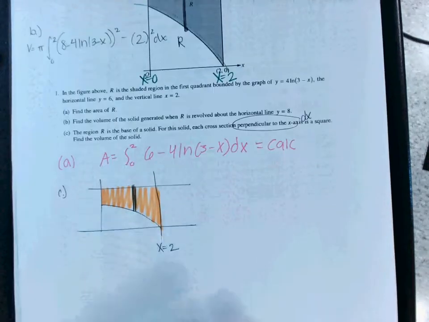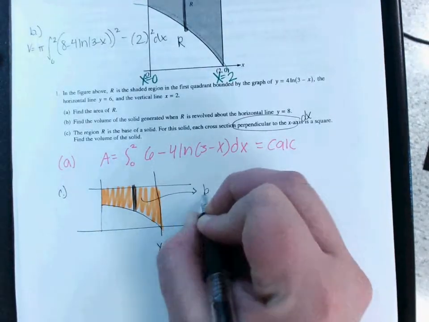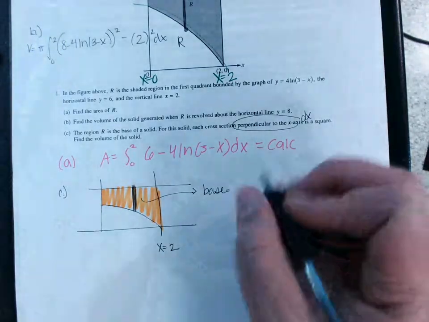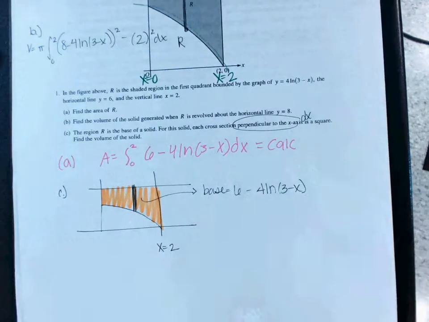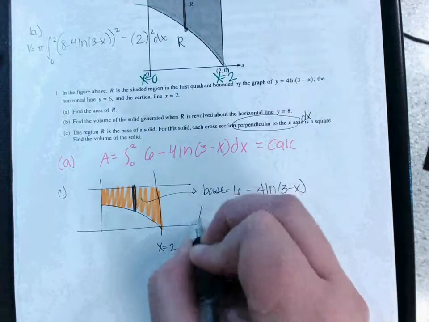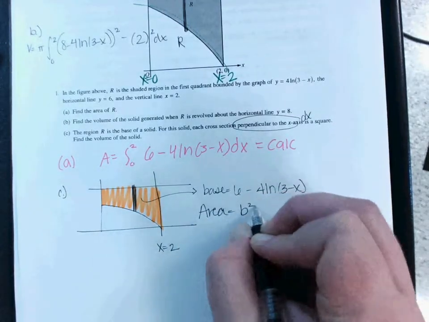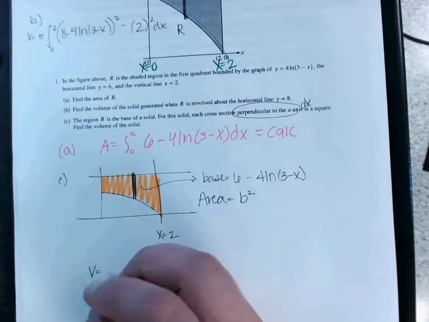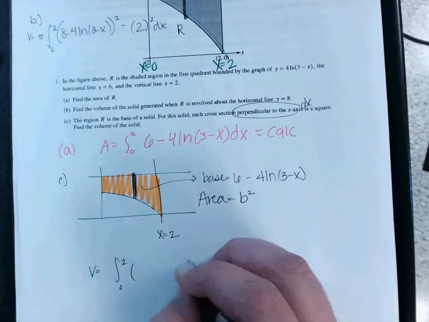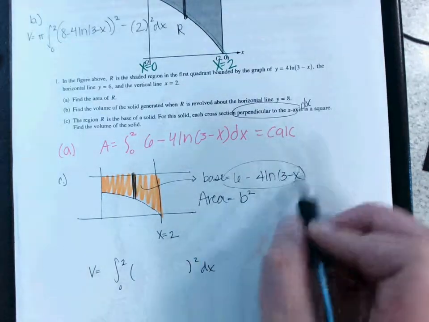Now remember, my base is going to be top minus bottom. So that'd be 6 minus 4 ln 3 minus x. And then I need to think about the shape that they gave me. They told me that it's going to be a square. So how do you find the area of a square? B squared. Very good. And then remember, you just put an integral on it. Volume is always the integral of area. So it'd be integral 0 to 2, my base squared dx, where my base is this.